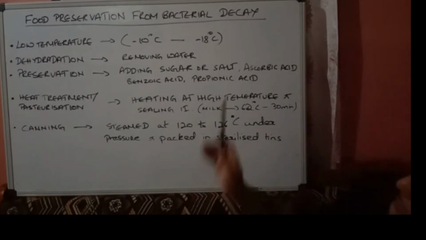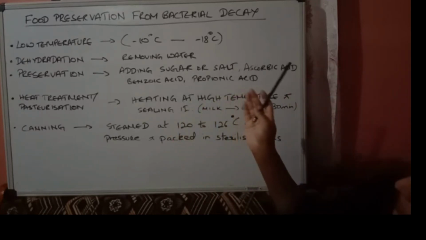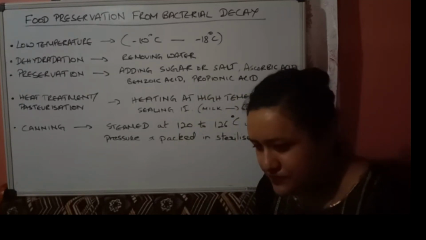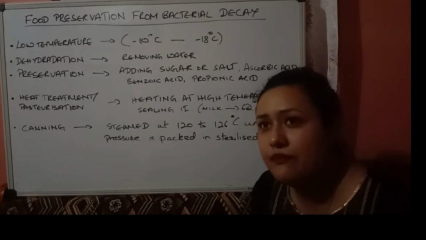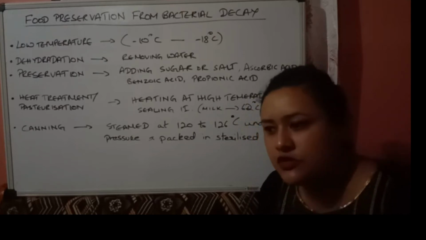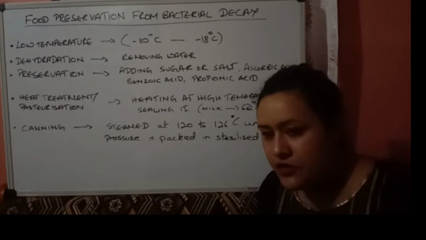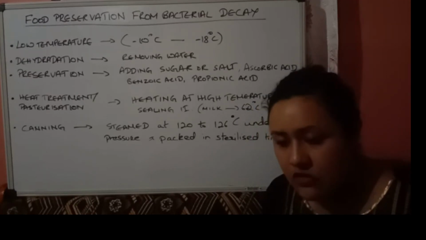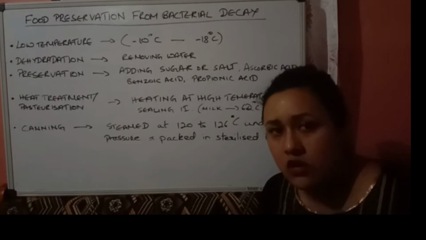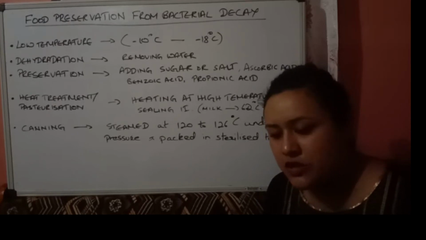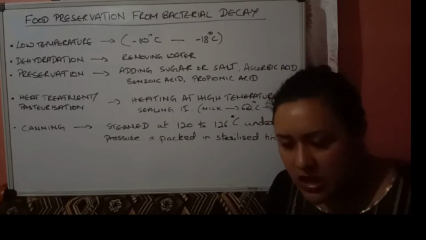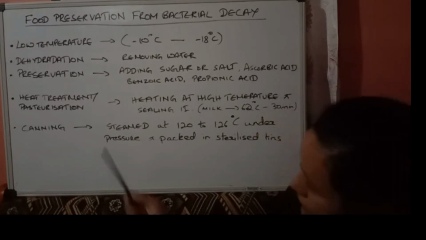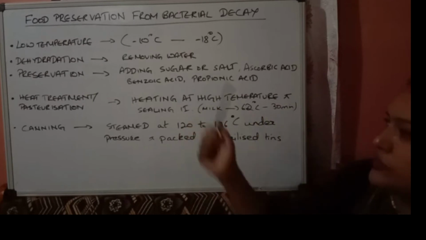So these sugar, salt and preservatives, what do they do? They reduce the water content to less than 5%, such that the bacteria cannot multiply or grow. Always remember that bacteria, in order to grow, need more than 5% of water content in that media. So that is how we can preserve food.